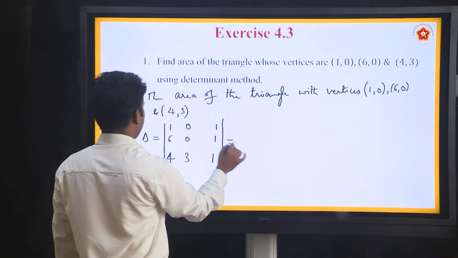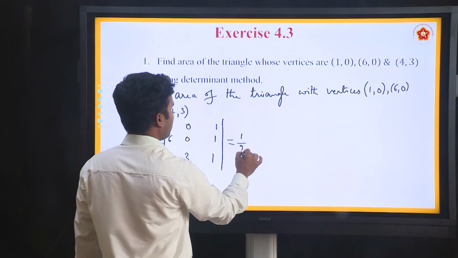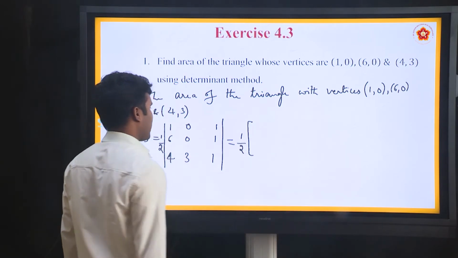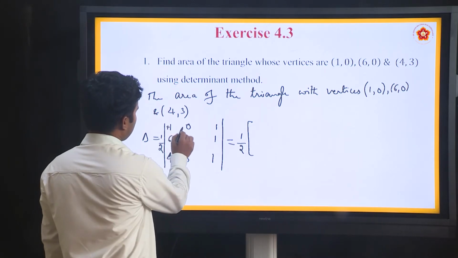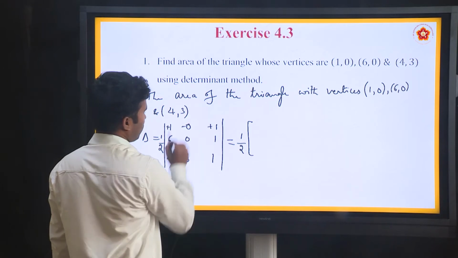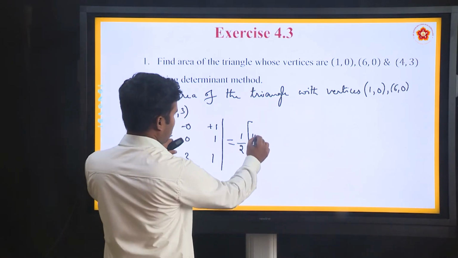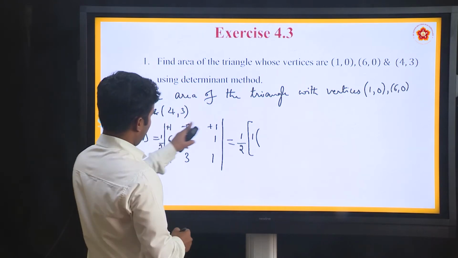So, you know how to expand the determinant. Okay. So, what is that? This is the area of a triangle, half into the determinant. So, what are the signs which are associated with these entries? Plus, minus, plus. Okay. So, 1 into, how are you going to expand this? You just delete the first column and first row.